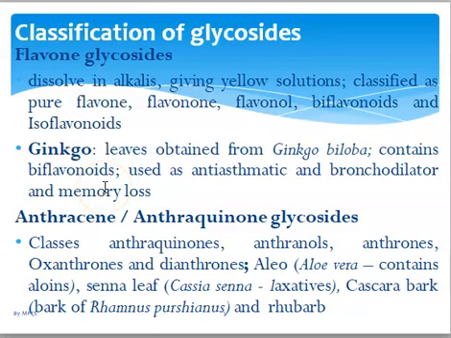The other class of glycosides is the anthracene or anthraquinone glycosides. They are classified as anthraquinones, anthranols, anthrones, oxanthrones, and dianthrones, and these are mainly found in aloe, or the aloe vera. Now, remember, I have said I'm not talking about a description of these plants, and it is very important to know the description of these plants.